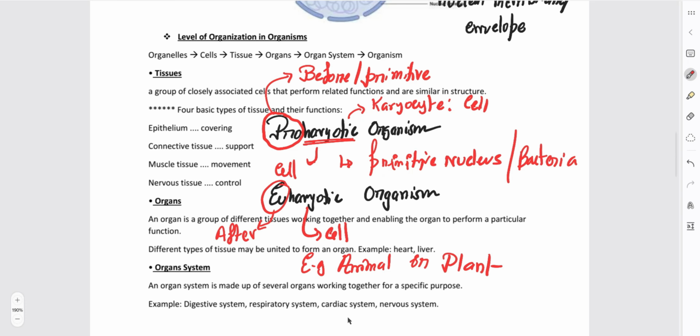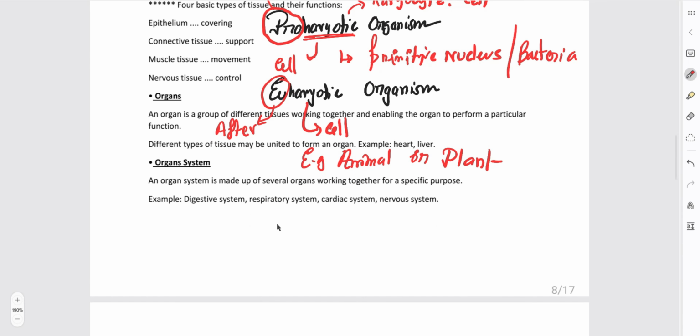Just an extra note, always remember, a virus is not a cell. It is not classified as a living thing. Remember this. Virus is not a cell. It is not classified as a living thing. This is very, very important. Why is it not a cell? Why is it not classified as a living thing? We'll discuss it later. This is just to note.